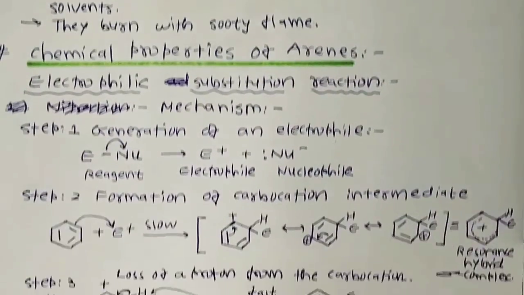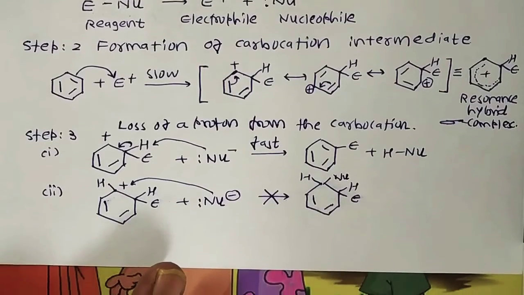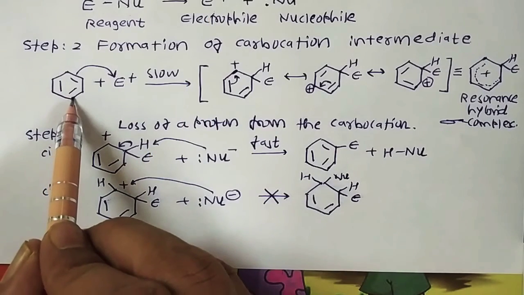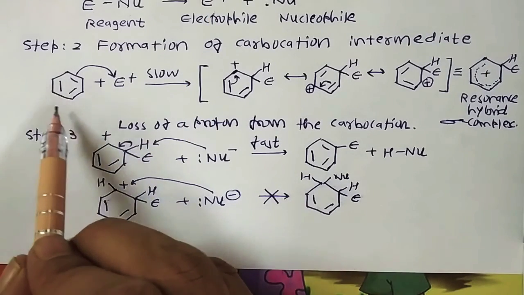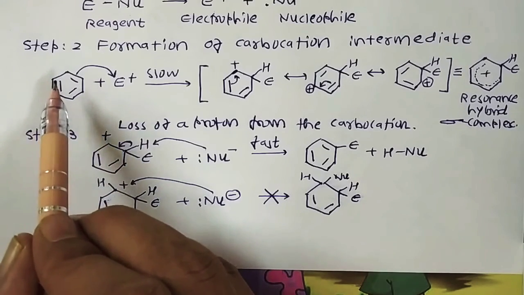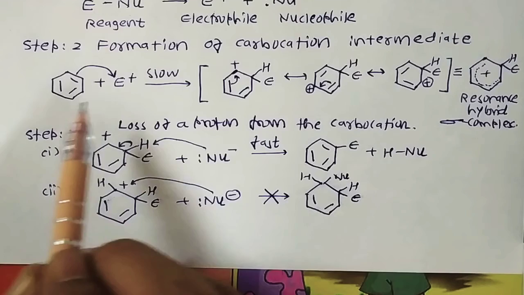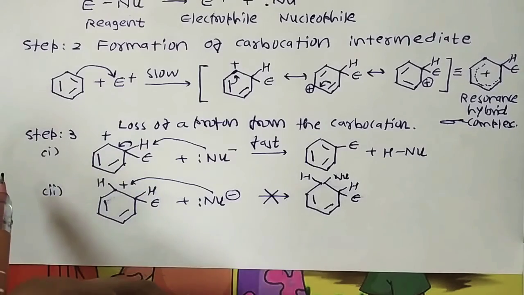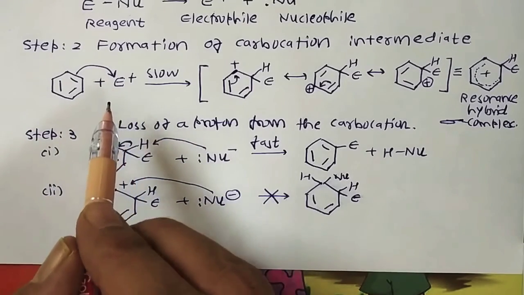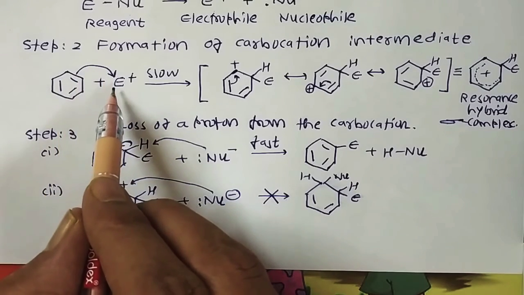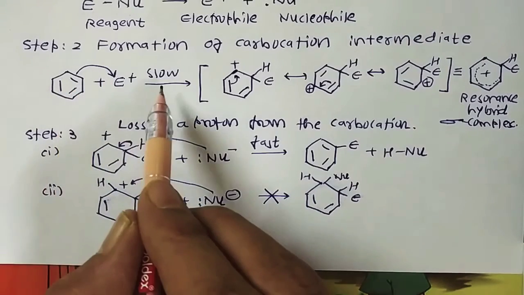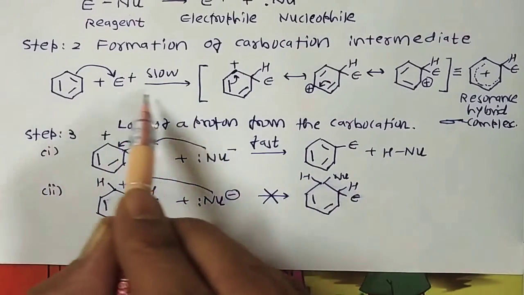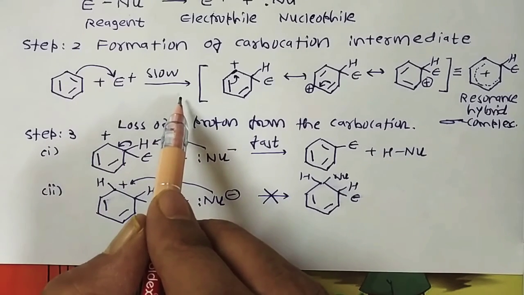Then step number 2 is the formation of the carbocation intermediate. This electrophile now approaches the benzene ring, which, as we know, contains 2 pi clouds, one lying above and the other below. So the electrophile is attracted towards the benzene ring and by the pi electrons to form a sigma complex. So this is the mechanism. First the electrophile is attracted towards this pi electron cloud. It's a very slow step, so it's the rate determining step. The name of this reaction is electrophilic substitution reaction.